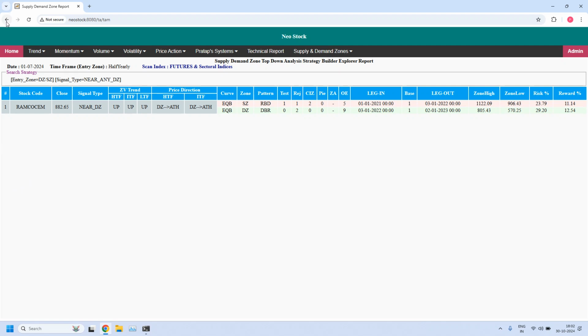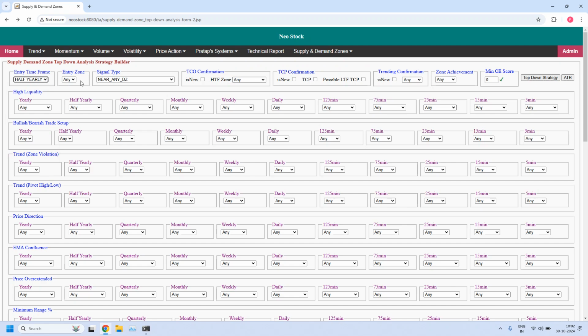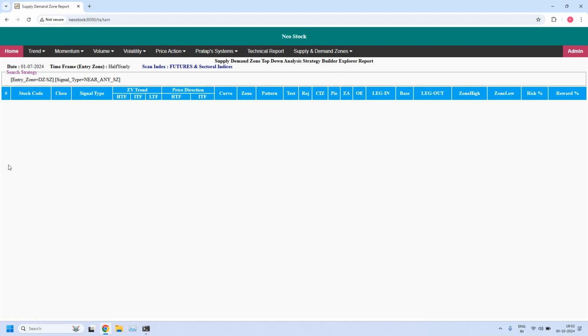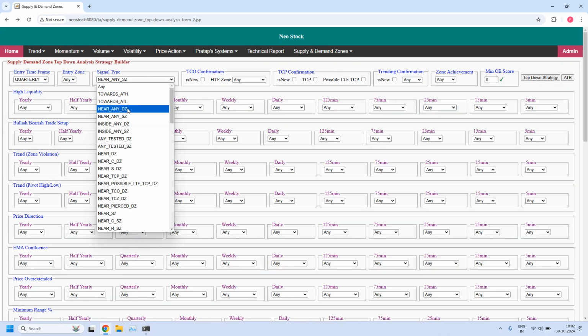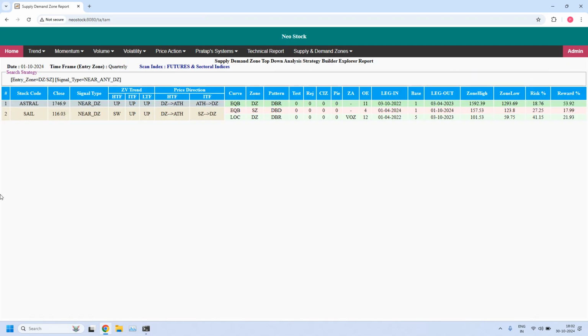Okay, now continuation to this. For half-yearly time frame, let us find the stocks near half-yearly supply zone. No stocks are available. Next time frame is quarterly. Let's find the stocks near quarterly demand zone. 2 stocks are filtered.